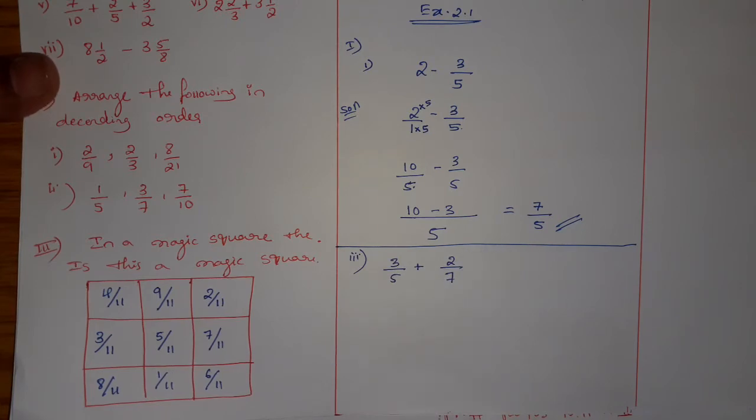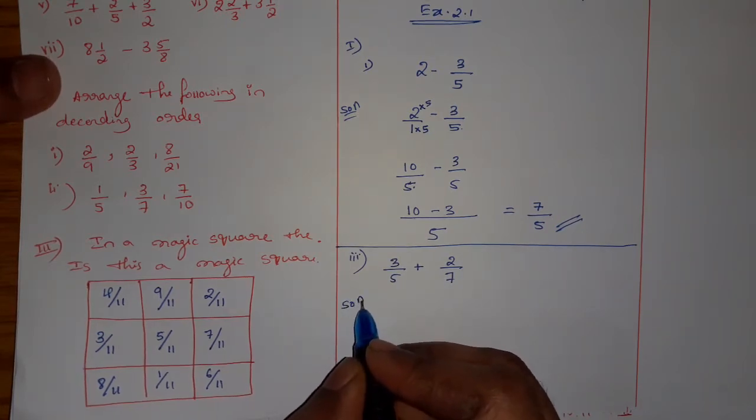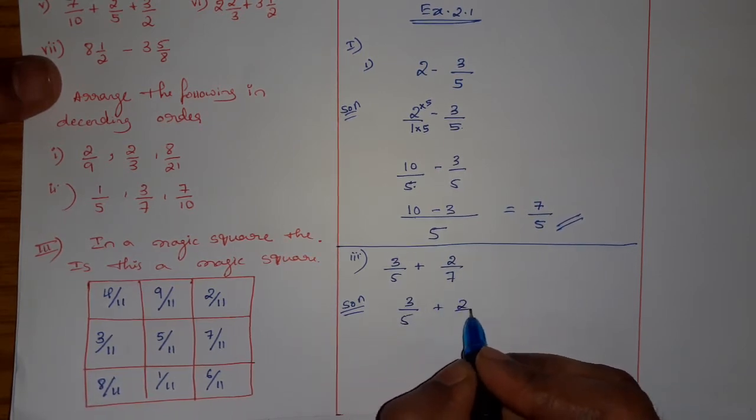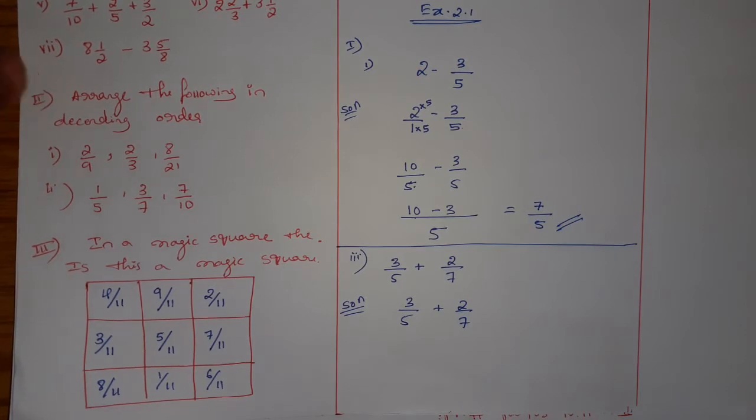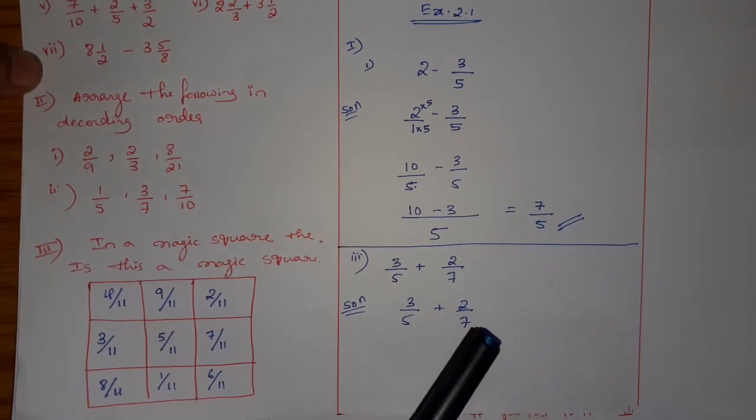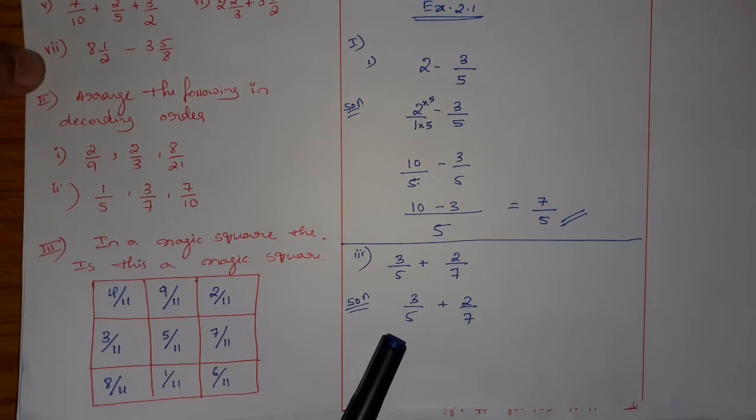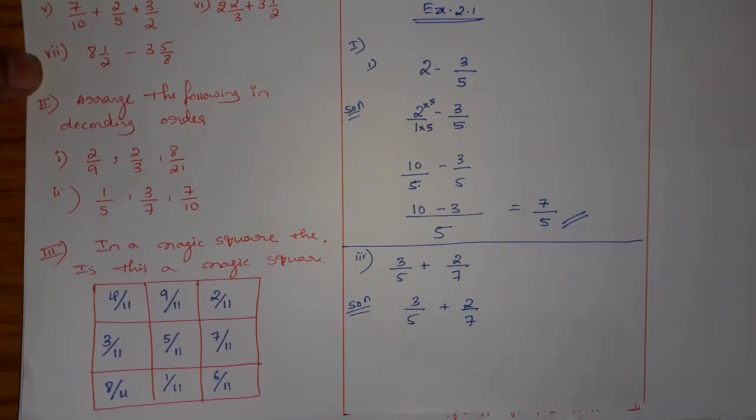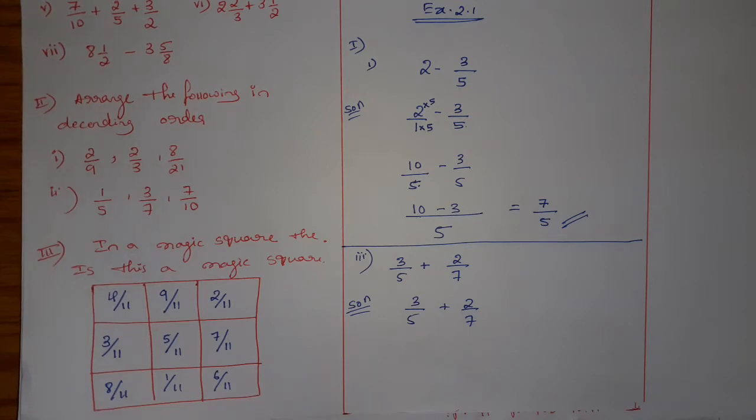So what is our first duty? Our first duty is to make the denominator equal in 3 by 5 plus 2 by 7. Until and unless the denominators are equal, you should not do any calculation in the numerator. Always keep it in your mind. So 5 and 7, you cannot convert 5 into 7 and you cannot make 7 into 5, but you have a common number in the 5 table as well as the 7 table. Find that common number.